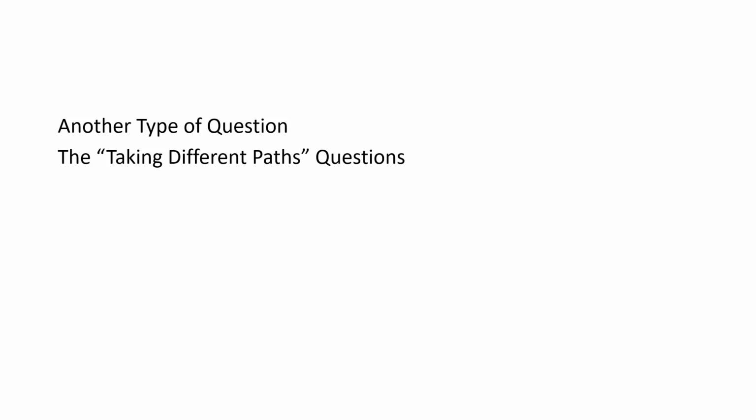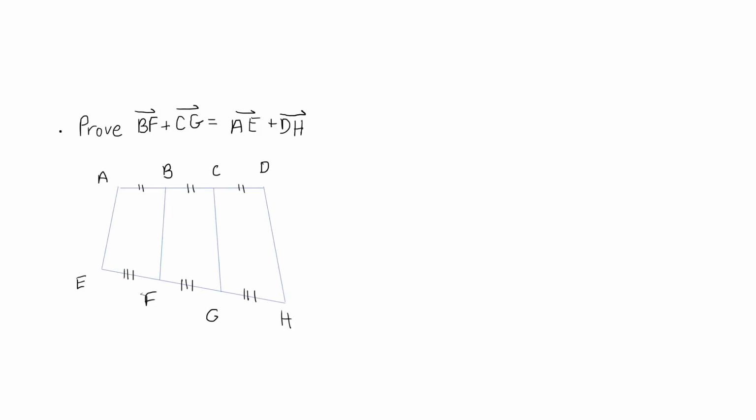Now, another type of question is the taking different paths question. One example of a taking different paths question is this. We're given this polygon, the polygon ADHE, and we break the top line into 3 equal lengths, and we break the bottom line into 3 equal lengths as well. Now, what they want us to do is prove that the vector BF plus the vector CG is equal to the vector AE plus the vector DH.